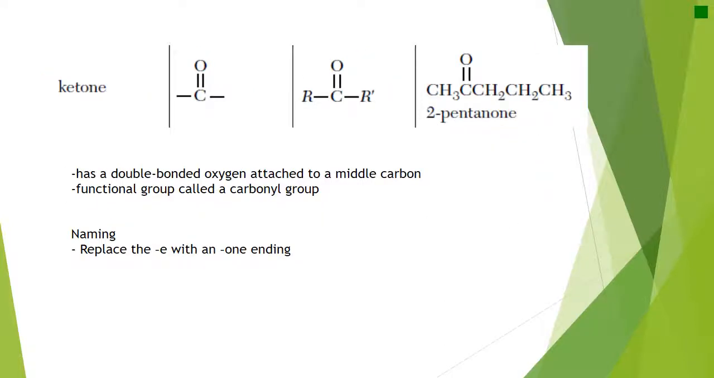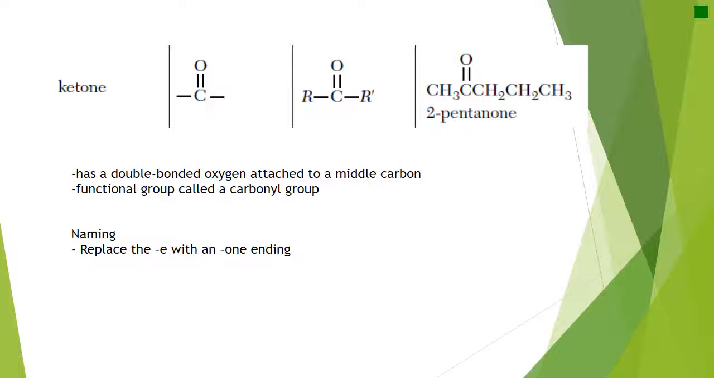Now, a ketone is an organic compound with a double bonded oxygen attached to any of the middle carbons, not to get confused with an aldehyde where the double bonded oxygen can only be on one of the end carbons. This is one of the main things that sets aldehydes and ketones apart from each other. Their functional groups are both called carbonyl groups, but the placement of the carbonyl group determines whether it is a ketone or an aldehyde.